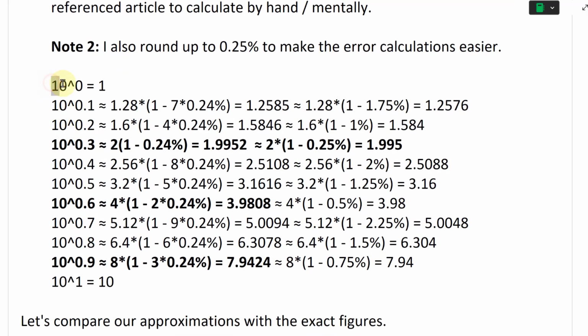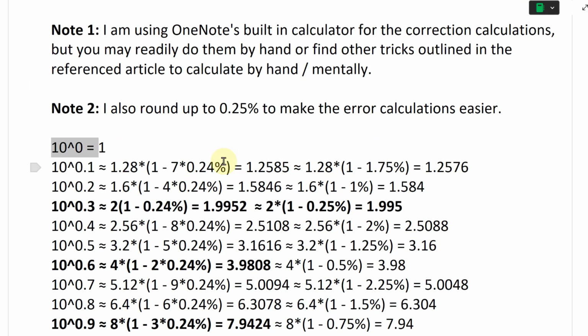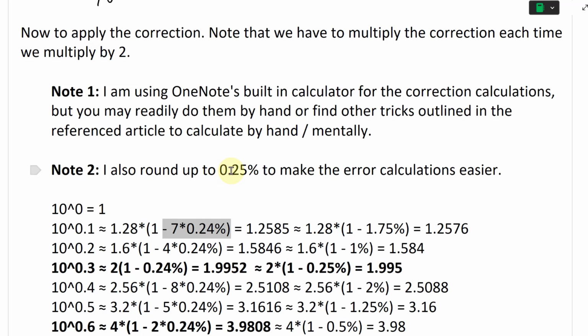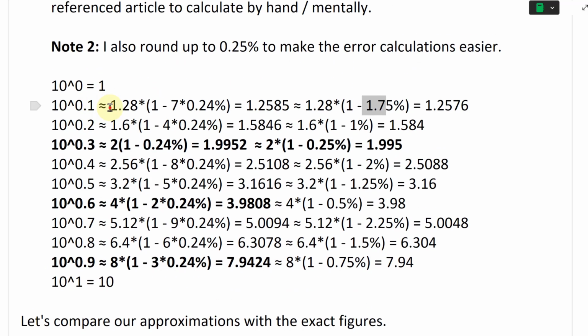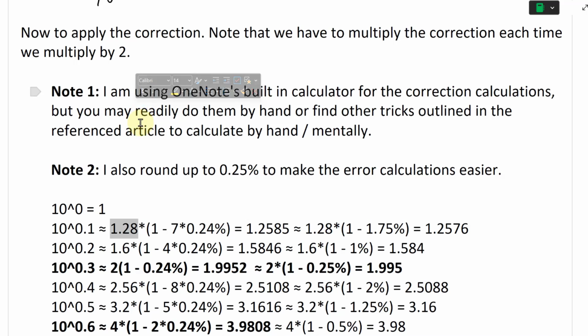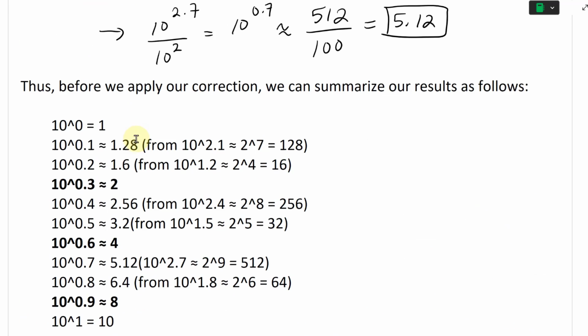So applying the correction. So here's applying the correction of the 0.24, and then I have it with just 0.25, so it's easy to calculate that full error. So for example here, 10 to the 0 is just 1. Then 10 to the 0.1 is roughly equal to 1.2. That was just a simple estimate. That's just 1.28. Yes, a 1.28.